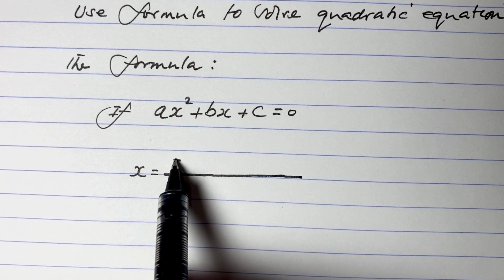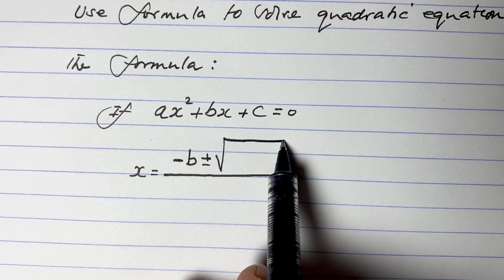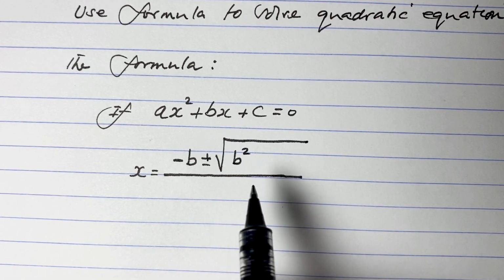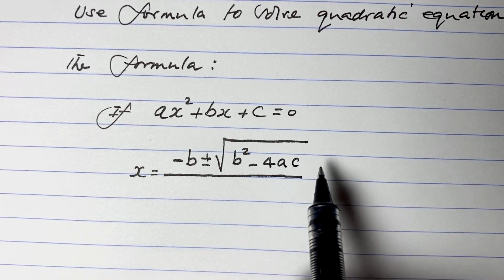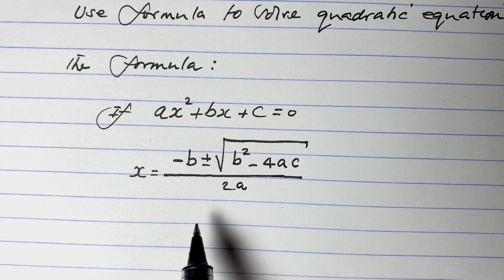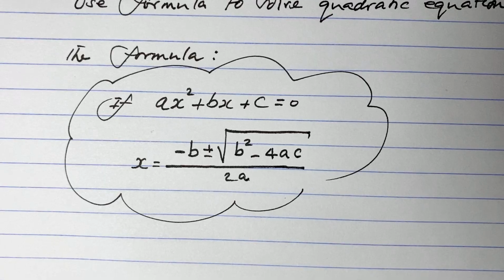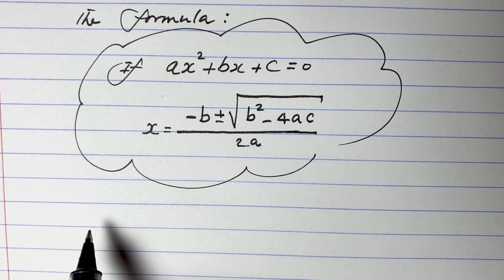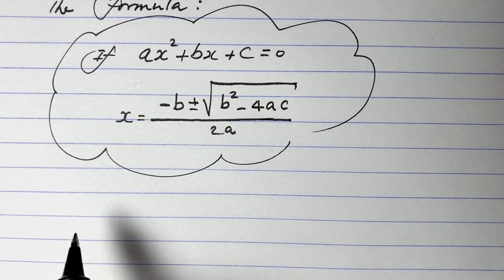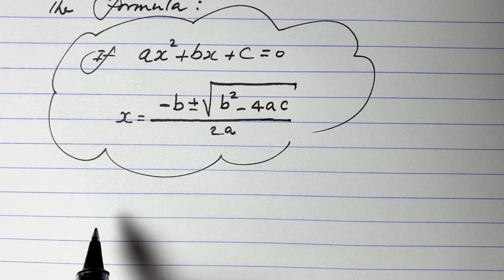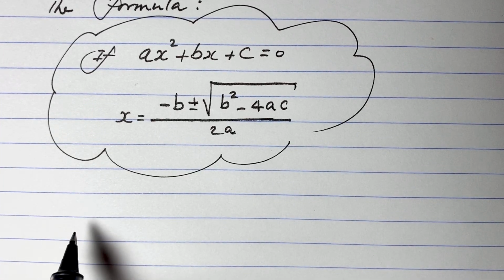On the top, minus b plus and minus square root of b squared minus 4ac, divided by 2a. So that you need to memorize. So let's use a quadratic equation that can actually be calculated without using a calculator, or can be done also by factorization.